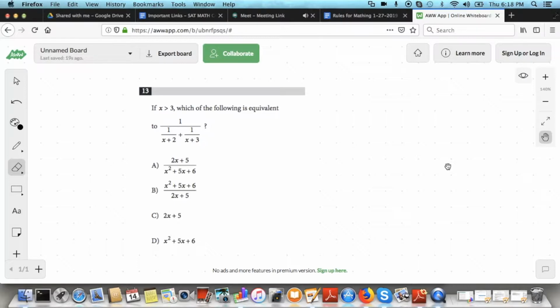If x is greater than 3, which of the following is equivalent to that whole thing: 1 over x plus 2 plus 1 over x plus 3? Yeah, that giant, terrifying looking thing. Okay.